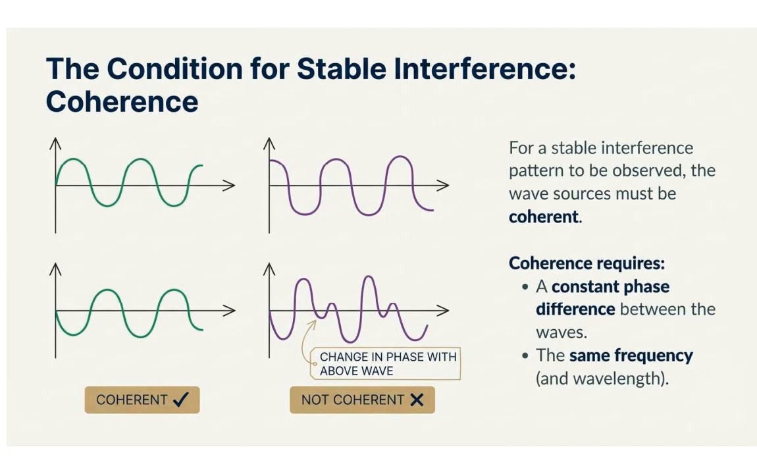The top pair demonstrates coherence with waves that keep a steady phase difference and identical frequency, while the bottom pair on the right illustrates waves that are not coherent because their phase changes over time despite having the same frequency. This change in phase prevents a stable interference pattern from forming. So, coherence is essential to ensure the waves combine consistently to create clear and predictable interference effects.